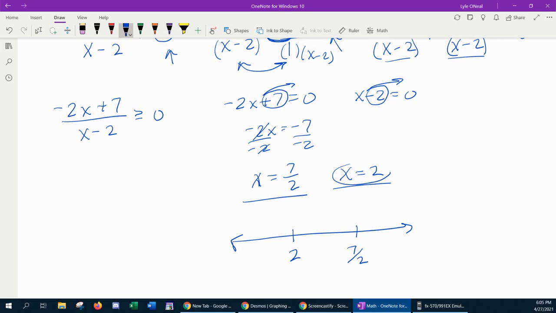So notice the critical point of 2 came from the denominator, and so that has to be an open circle. The critical points that come from the denominator can never be solid dots. The 7 halves came from the numerator, so that's going to be based on the inequality. Since we have the equal to part, that's going to have a solid dot. If it would have been strictly greater than 0, then that would be an open circle.